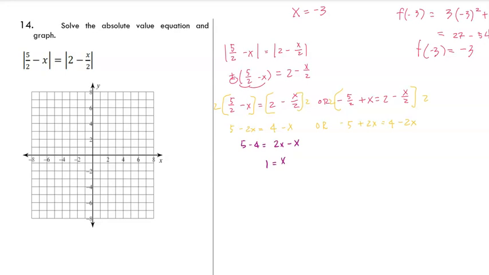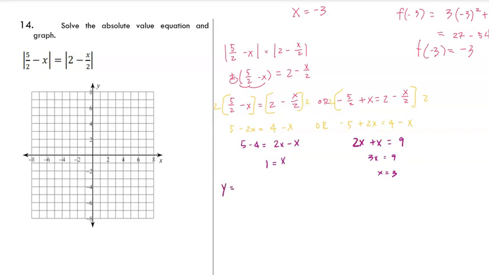Huh? Oh, why did I get x here? Okay, and then we have 2x plus x equals 9. 3x equals 9, so x equals 3. Okay? So those are going to be my points of intersection. We need to split that up into 2.